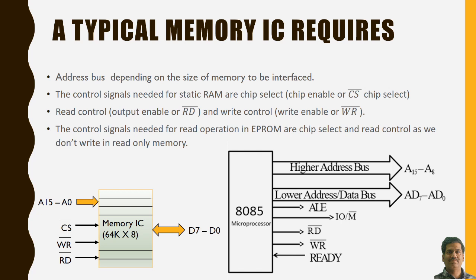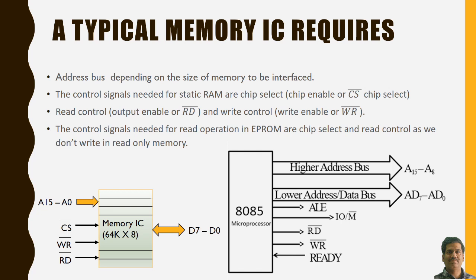The control signals needed for read operation in EEPROM are chip select and read control, and we know that we don't write anything in read only memory, so WR bar is not needed in ROM, that is read only memory.